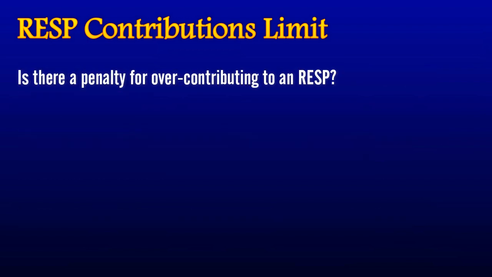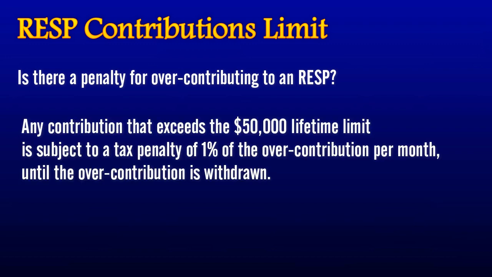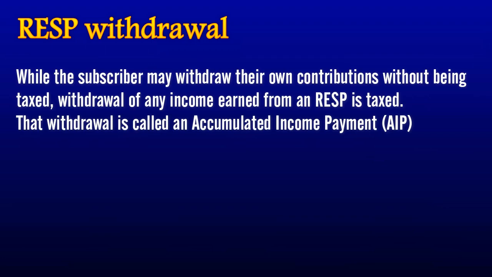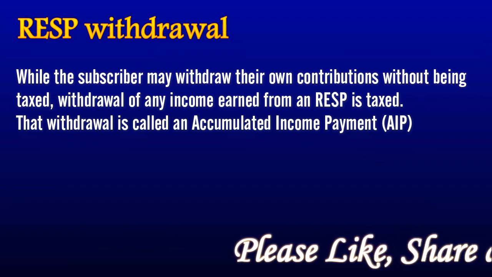Is there a penalty for over contributing to an RESP? Any contribution that exceeds the $50,000 lifetime limit is subject to a tax penalty of 1% of the over contribution per month until the over contribution is withdrawn. RESP withdrawal rule. While the subscriber may withdraw their own contributions without being taxed, withdrawal of any income earned from an RESP is taxed. That withdrawal is called an accumulated income payment.